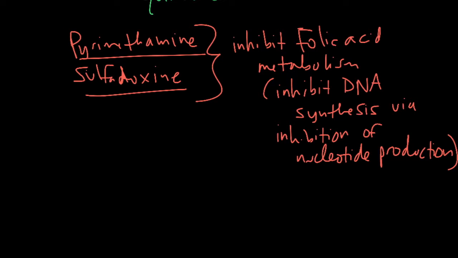So our next drugs are pyrimethamine and sulfadoxine. Both inhibit folic acid metabolism, and if you inhibit folic acid metabolism, then you inhibit DNA synthesis. And this happens because folic acid is important in nucleotide production. So if you inhibit folic acid metabolism, then you inhibit nucleotide synthesis, and then you inhibit DNA synthesis.